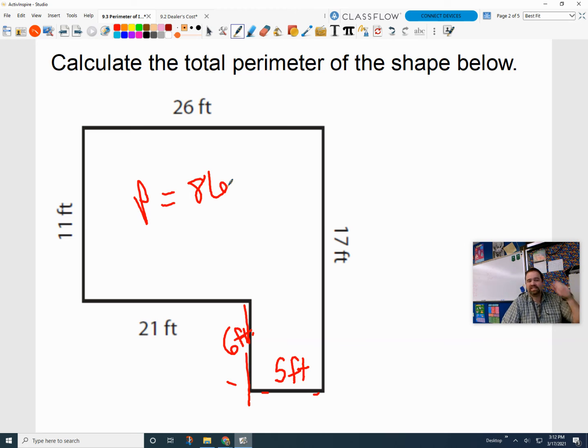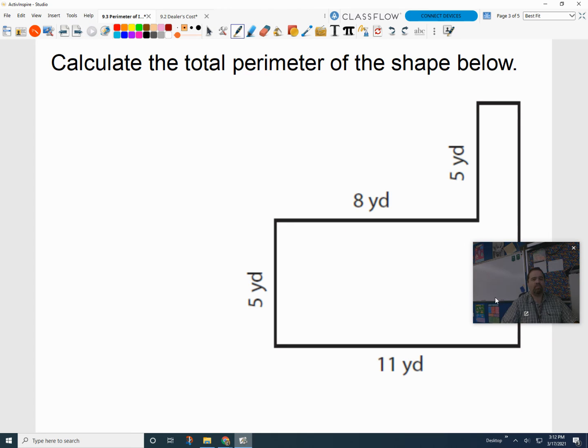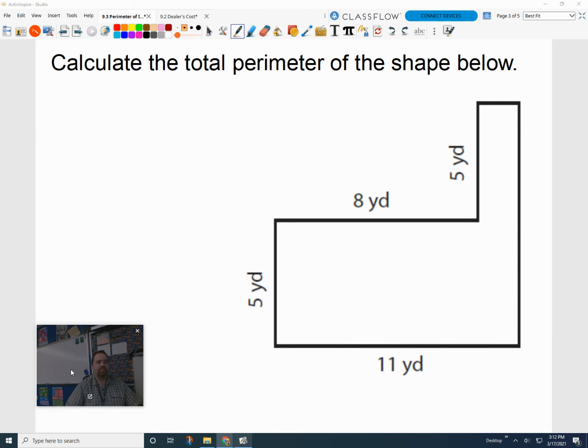This kind of reminds me of my living room in my old house. There was this little entryway, and then you had the big living room. So if you're trying to figure out, say, baseboard to go around the bottom of it, you'd have to be able to find the perimeter of that. They're very similar from one to the next. We're trying to do the same thing here.